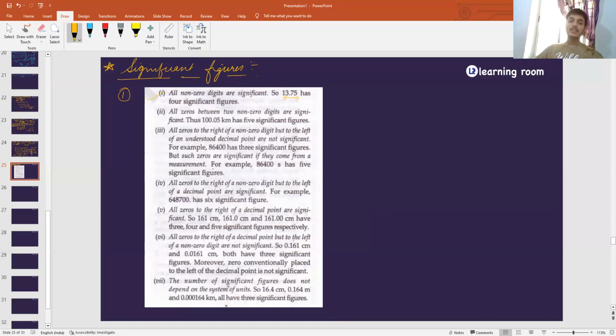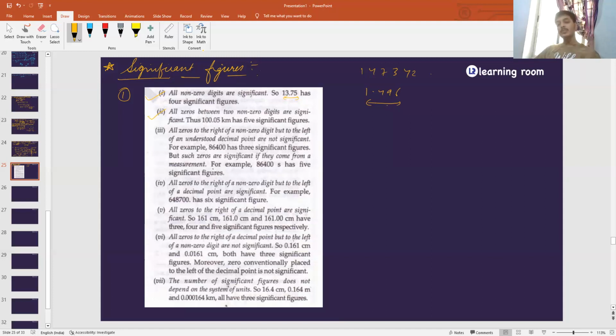Rule number 1 says that all the non-zero digits are significant. If any number is 1.496, there are 4 significant figures here. If it is 1497.7342, like this, it has 8 significant figures, right? So it works like that. The second rule says that all the zeros between 2 non-zero digits are significant.